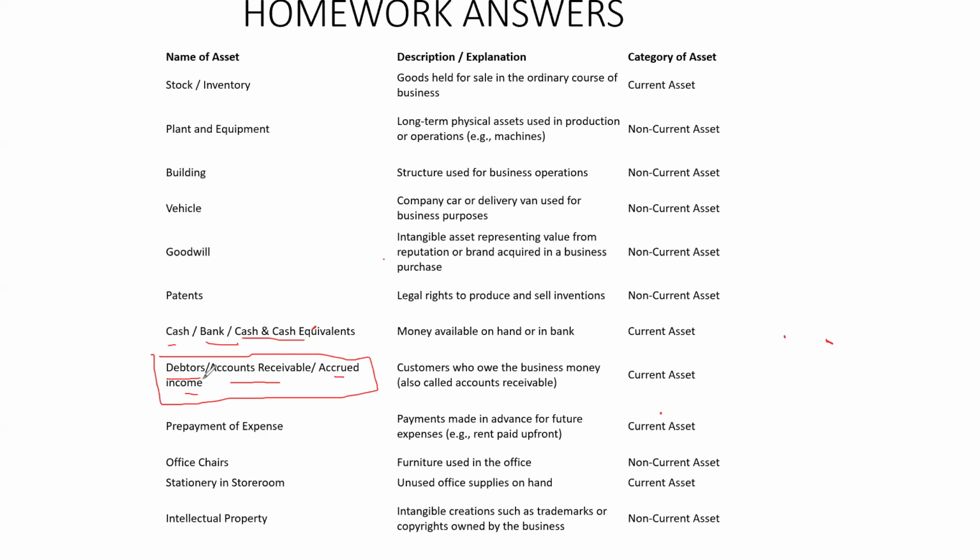Then there is something that is also called a prepayment. This one can actually confuse you because you'll be thinking, but it's an expense. Why is an expense being put under current assets? So think of it this way.